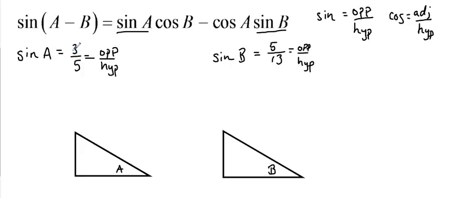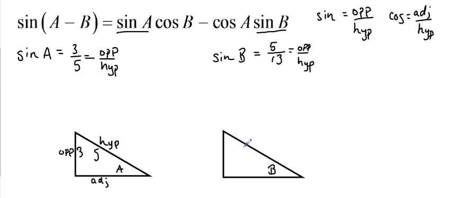Now, 3 is opposite angle A, so this side is opposite angle A. I'm going to put 3 here, and that is the opposite side. Remember, the hypotenuse is always the longest side, so that is 5, and that will be our hypotenuse. We're missing the adjacent side.